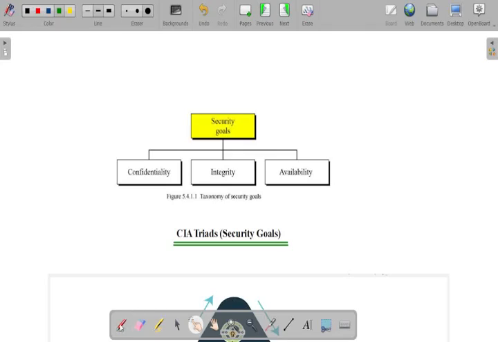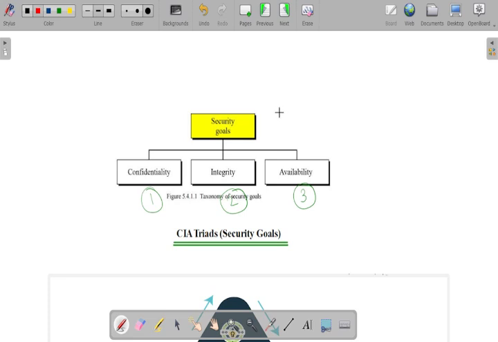Hello everyone, in this video, we will learn what are the different types of security goals. There are three security goals. The first one is confidentiality, second one is integrity, and the third one is availability. Now we will learn all these security goals in detail.